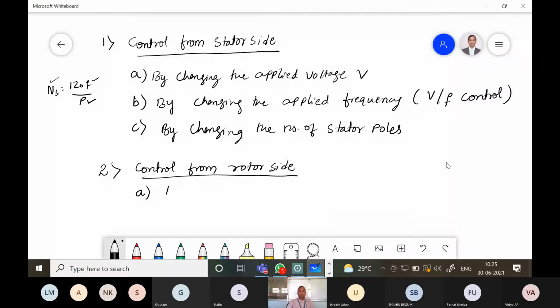Yes, sir. So control from the stator side: by changing the applied voltage V, by changing the applied frequency, V by F control, and by changing the number of stator poles. And control from the rotor side also.